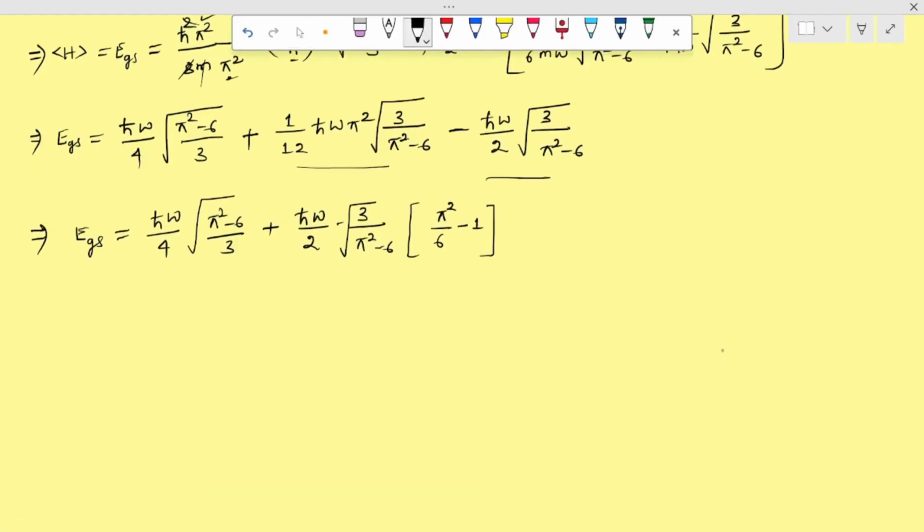That implies E_GS will be equal to h cut omega by 4 pi square minus 6 by 3 whole root over, plus h cut omega by 2, 3 by pi square minus 6 root over into, this value will be pi square minus 6 by 6, okay.